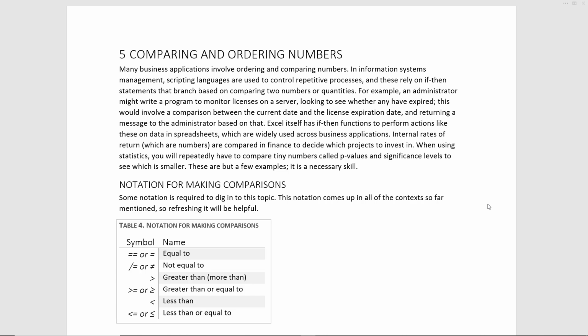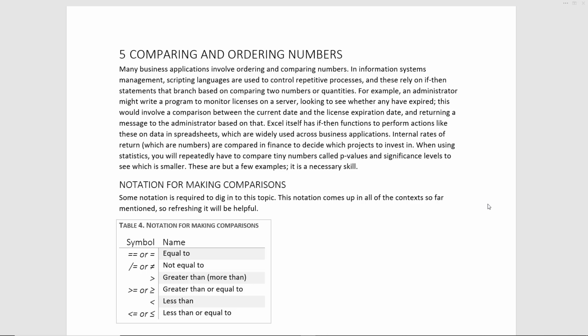Excel itself has if-then functions to perform actions like these on data in spreadsheets, which are widely used across business applications. So those functions can apply if this number exists in this column, then do the calculation on that column. If this number in this column is less than that, then do this other thing. These types of things happen all the time when using Excel. And Excel is, as I keep saying, ubiquitous in business.